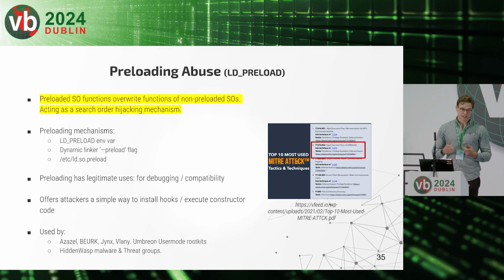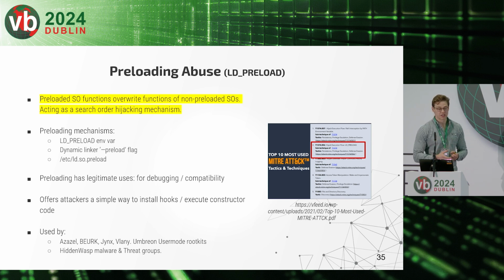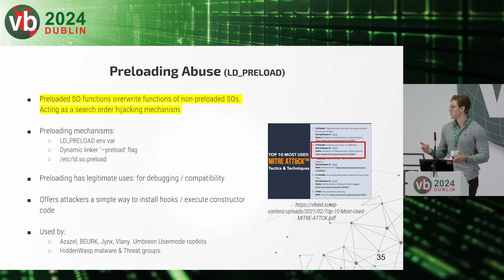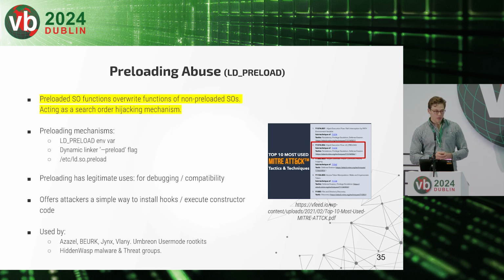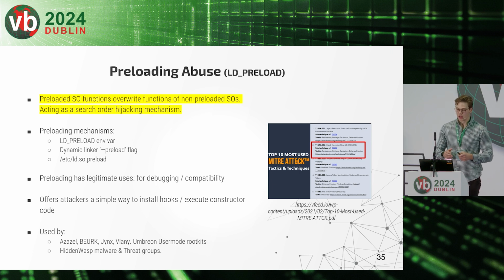So the next technique is preloading. Now, this is actually a legitimate feature on Linux, and it forces the dynamic linker to load a shared object even if it isn't listed as a dependency. And you can achieve this in like three main ways. You can use an environment variable known as LD_PRELOAD with the name of your malicious shared object. You can use a flag on the dynamic linker. And you can also have a system-wide effect by using the ld.so.preload file.